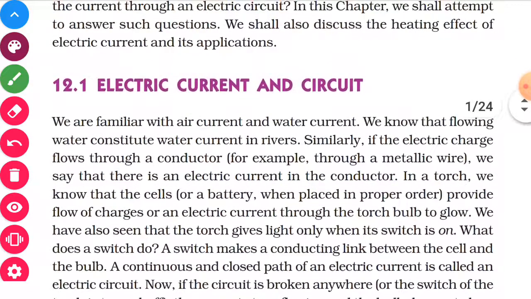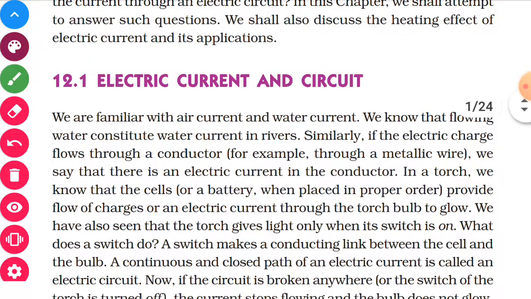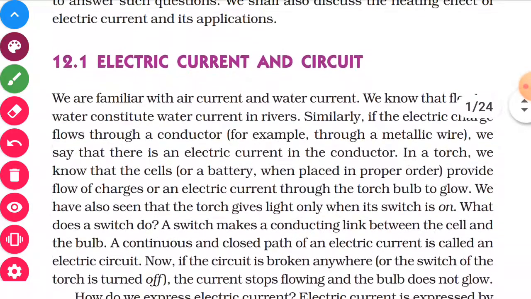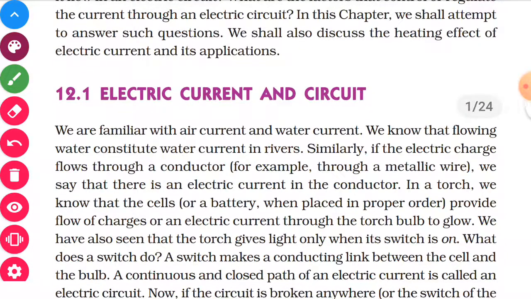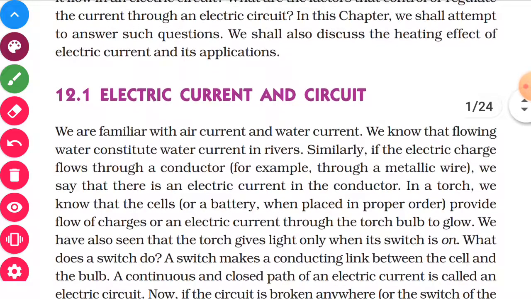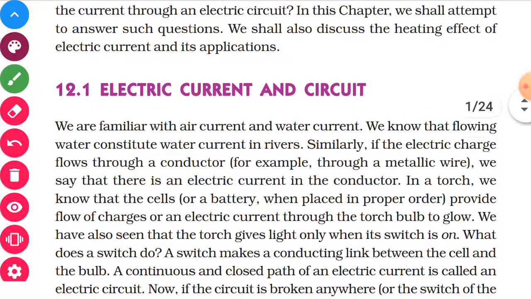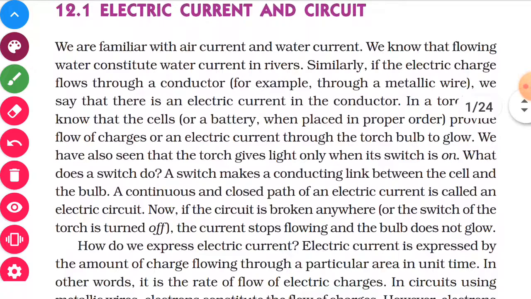We are going to study the heating effect also, and how the heat is produced in the different electrical appliances. Okay, now see, first of all, electric current and circuit. First, a very small topic. Okay, we are familiar with the air current and water current. When the water is in motion, we say it is water current. Air is in motion, then it is air current.